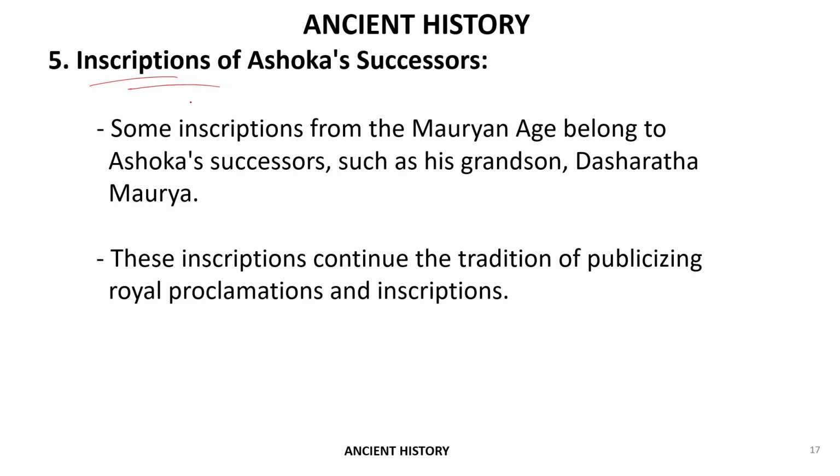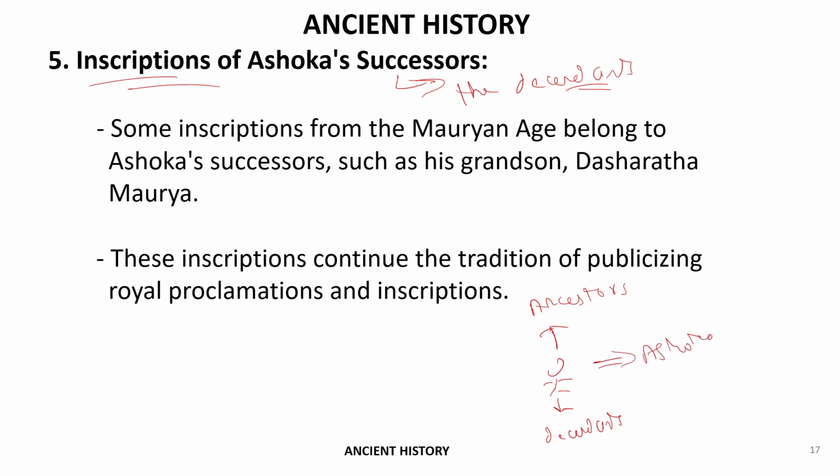The inscriptions of Ashoka's successors. What do you mean by the successor? The descendants. Okay. If this is a person, the persons who were there before him were the ancestors. The persons who will be there after him are the descendants. Okay. So in this scenario, if this person is Ashoka, then his ancestors were Chandragupta Maurya.